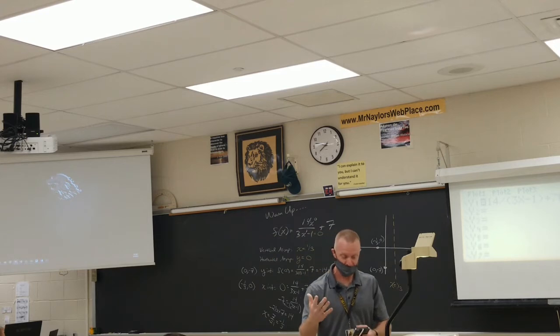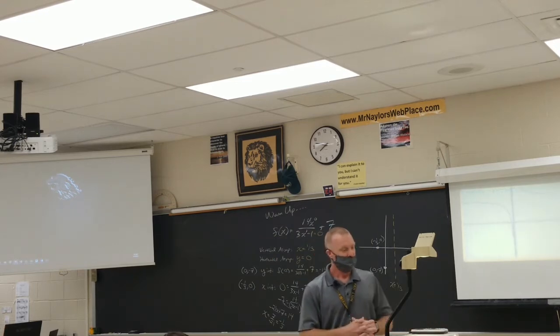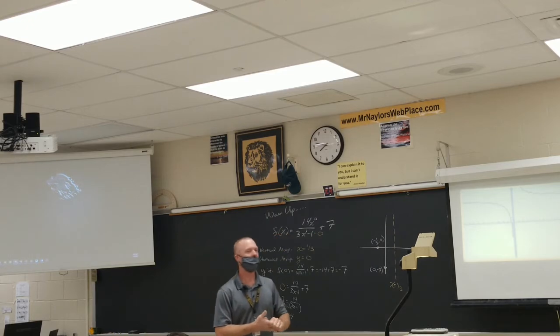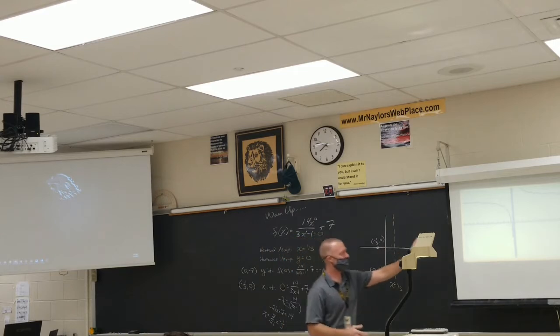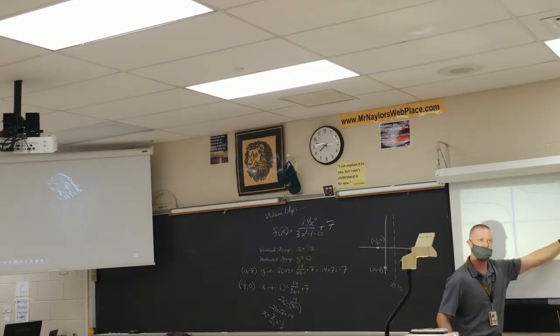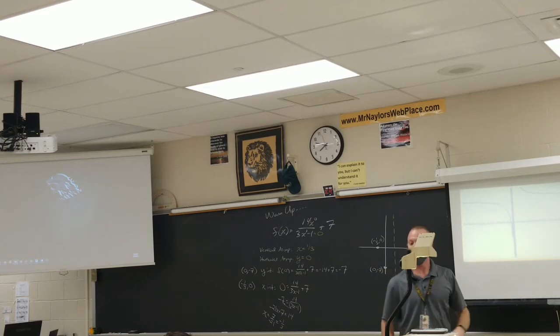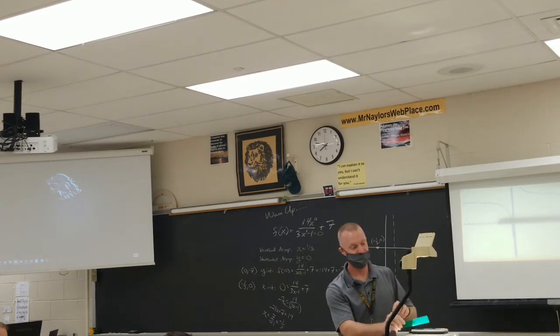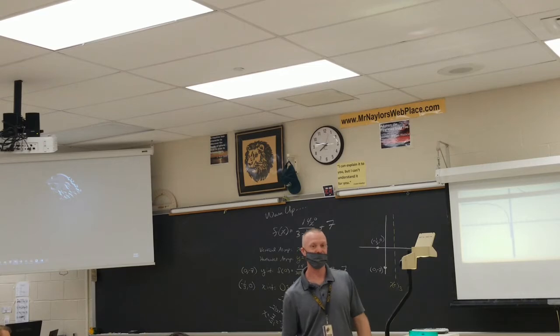All right, 14 over the quantity 3x minus 1 plus 7. Okay, I know you haven't seen too many horizontal asymptotes, but it doesn't look like there's a horizontal asymptote right here. In fact, it looks like it's up here, up at 7, up there at 7.